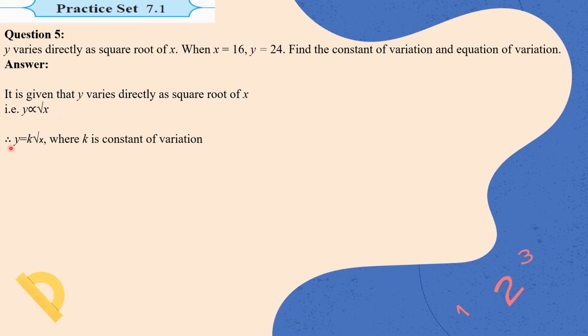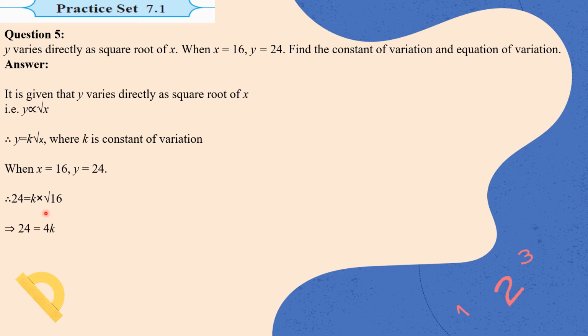If we write this in the form of an equation, this becomes y is equal to k into root x, where k is the constant of variation. Now, when x is equal to 16 and y is equal to 24, which is given in the question, using these two values of x and y, we will find out the value of k, that is the constant of variation. So we'll substitute it in our equation. y is 24, equal to k into under root of 16.